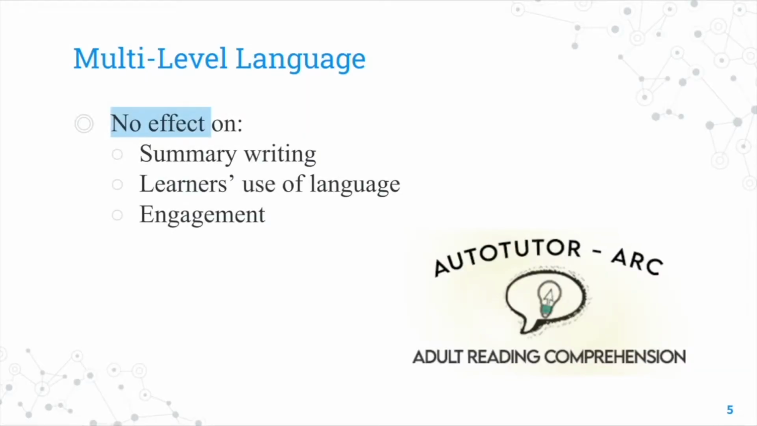To examine the effects of multi-level language, we used AutoTutor-Arc. AutoTutor-Arc models learners' cognitive states, designs a low-competence peer agent, and provides negative feedback to the peer agent if the human learner gives an incorrect answer. Empirical evidence in AutoTutor-Arc found no significant effect of agent language on summary writing, learners' use of language, or engagement.